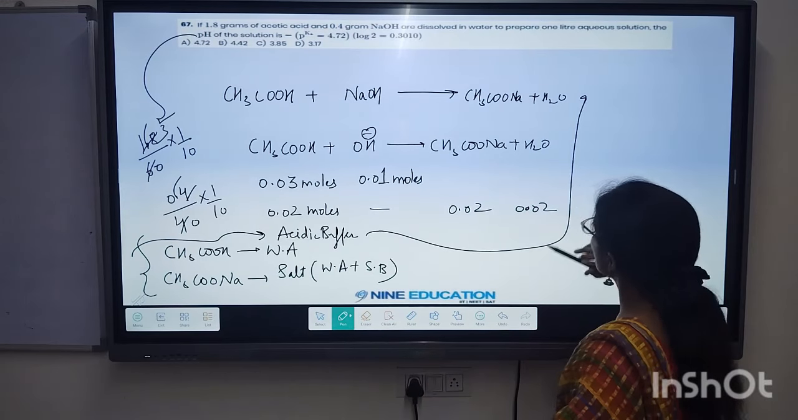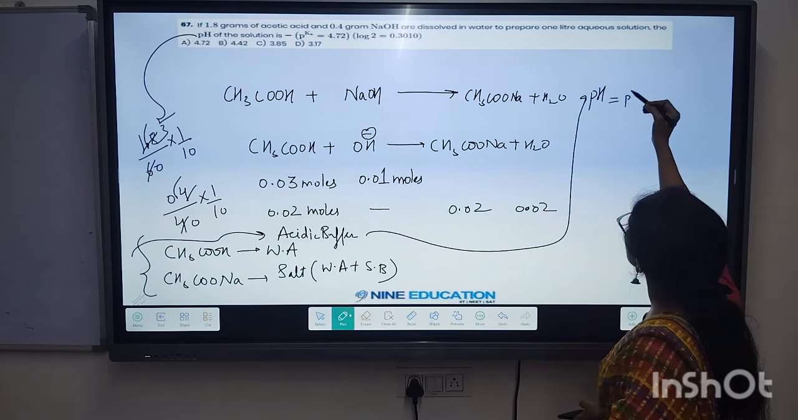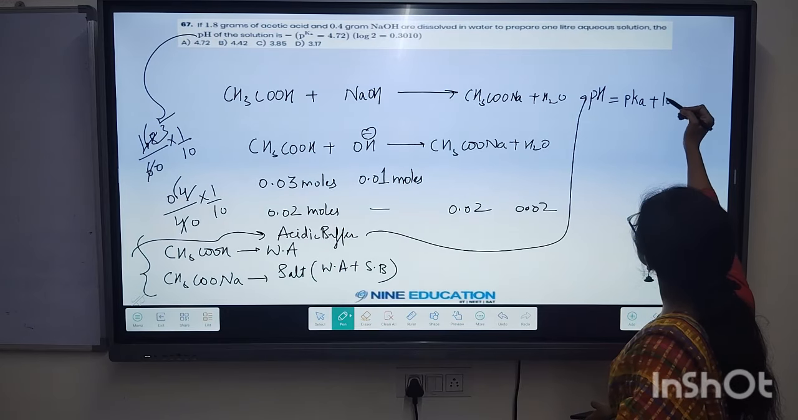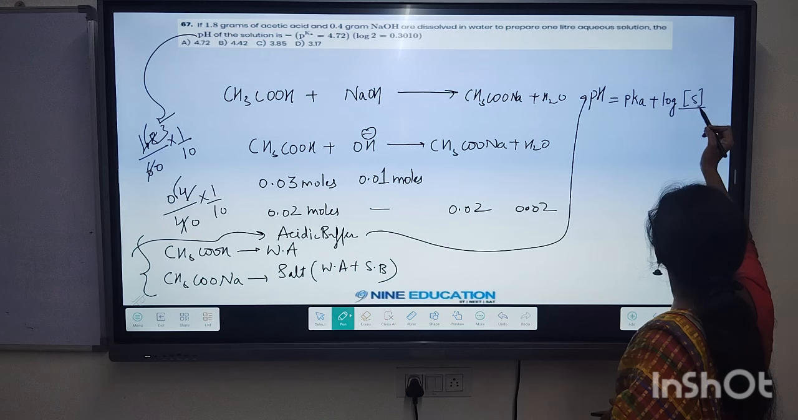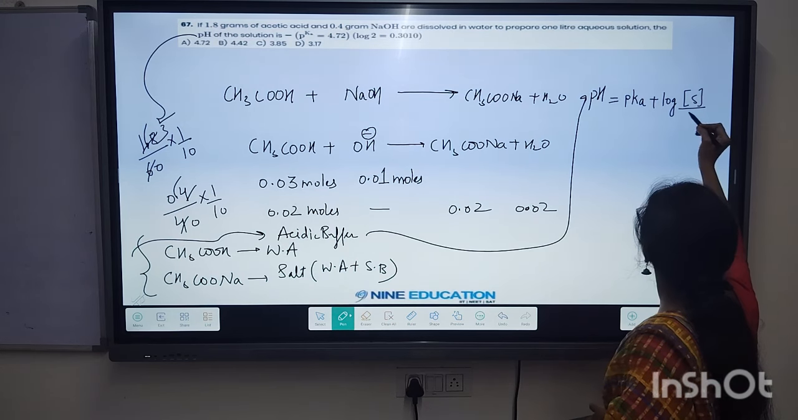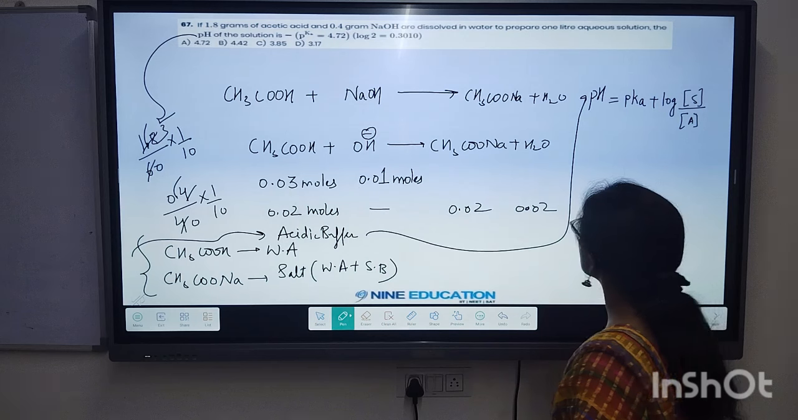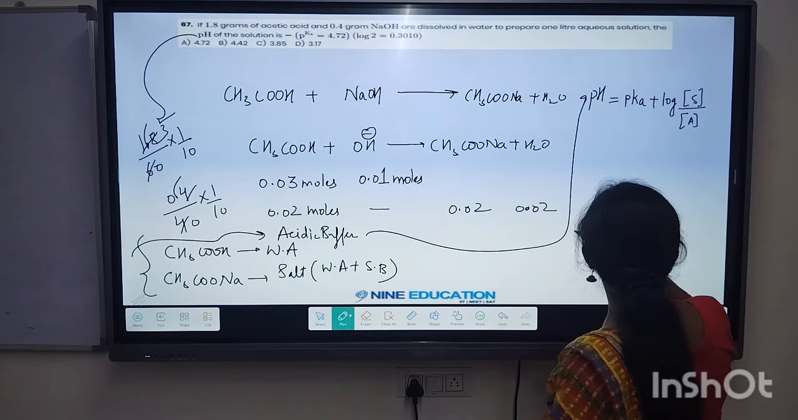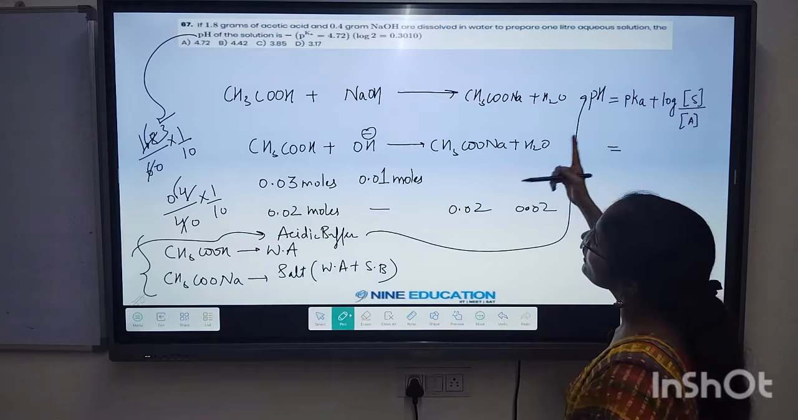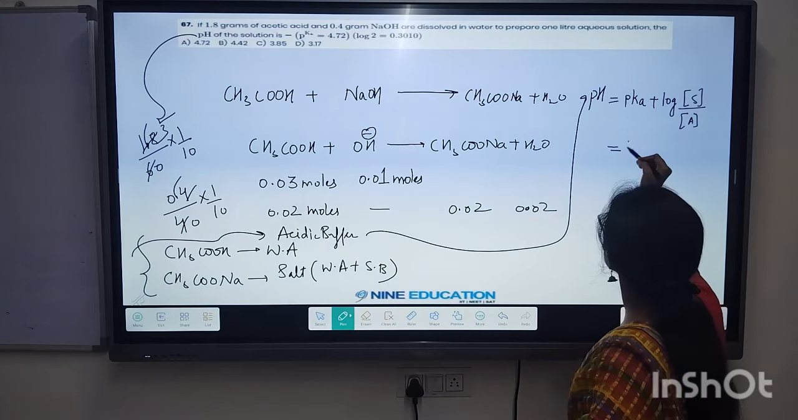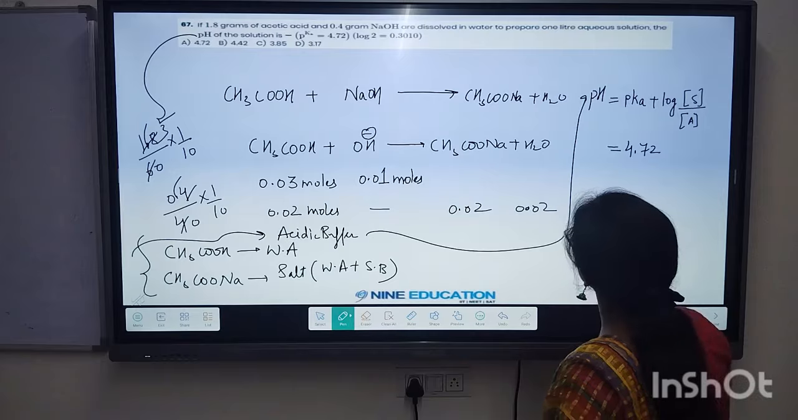and for this also we have the formula for the pH. So if we apply the formula, what will we get? pH is equal to pKa plus log of salt divided by acid. Salt here means CH3COO minus concentration. pKa of the acetic acid, how much is given? It is given 4.72.